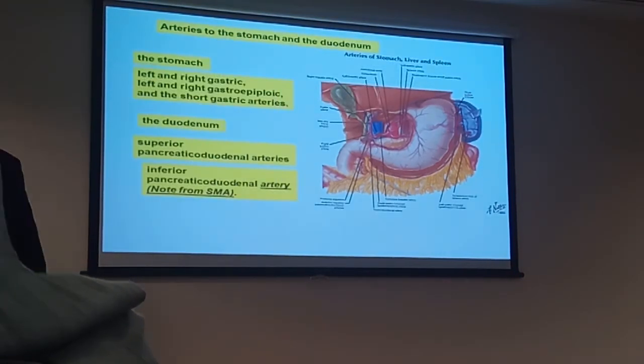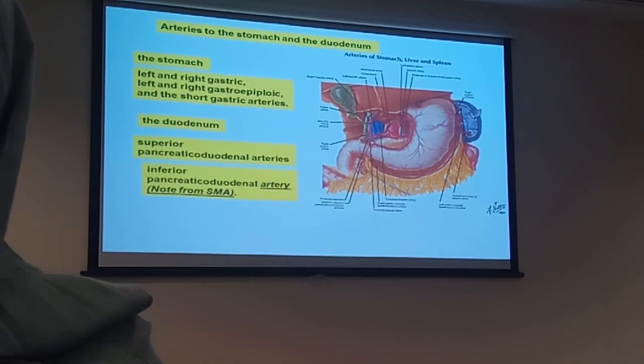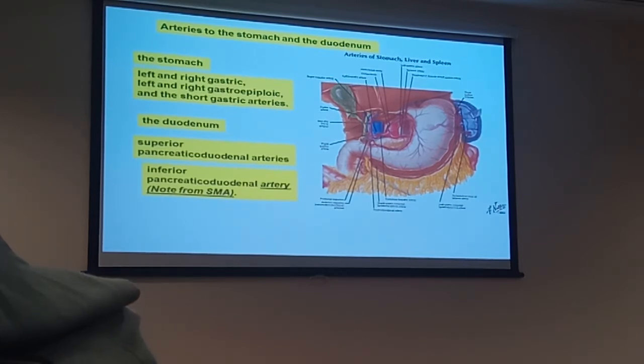Now, let's talk about the superior mesenteric. Guess what will be the first artery that will come out? We said midgut is what? Superior. What are the parts? Second part, lower half of the duodenum, and then duodenum, then ileum, then cecum, then ascending. So the first part you need to supply is the second part of the duodenum. So what are we going to call that branch? Inferior pancreatico-duodenal artery.